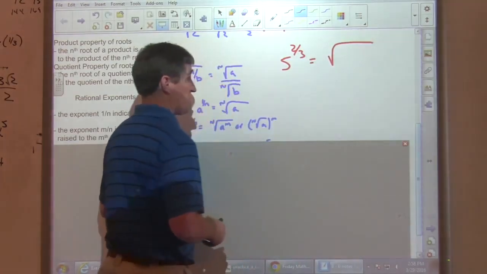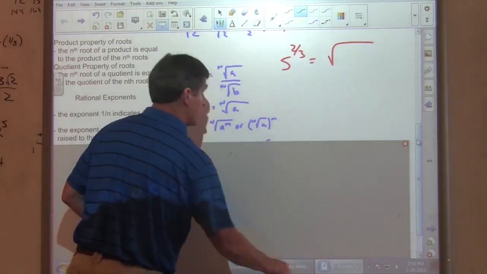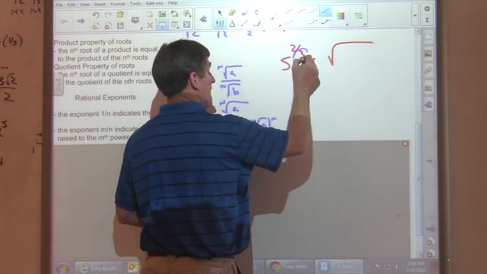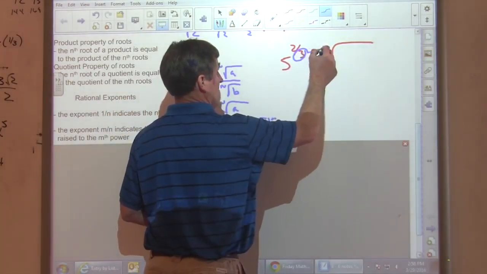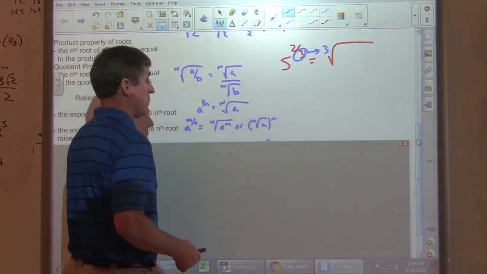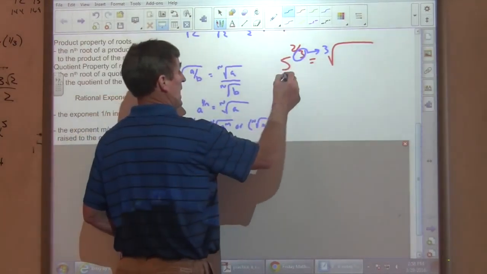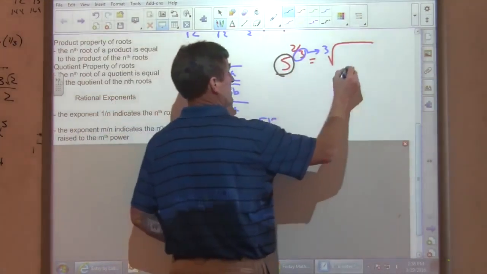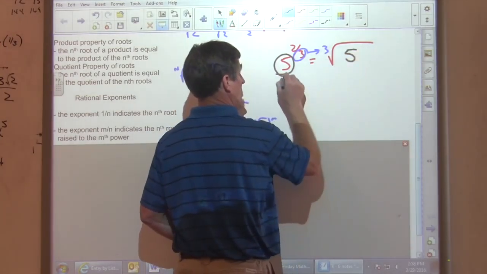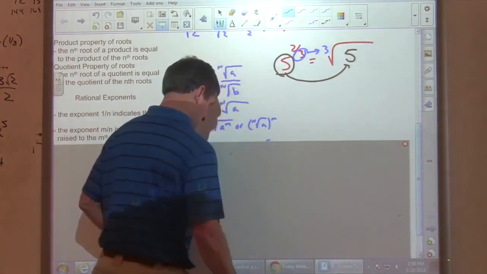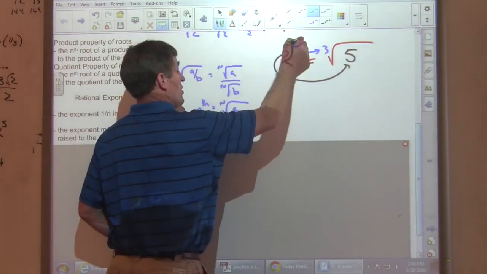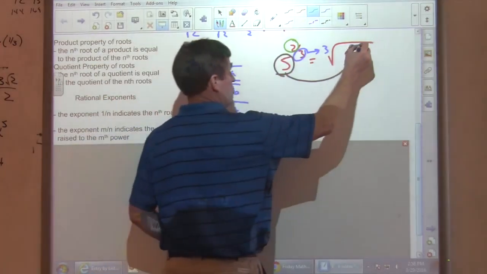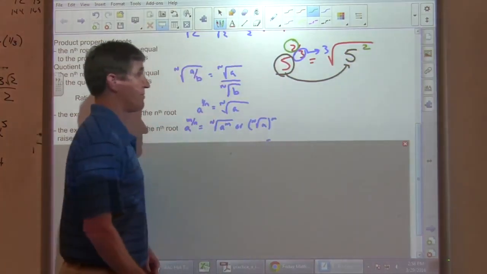So I'm going to write this as a radical. The denominator is your index. The base, 5, is your radicand. And your numerator is your exponent.